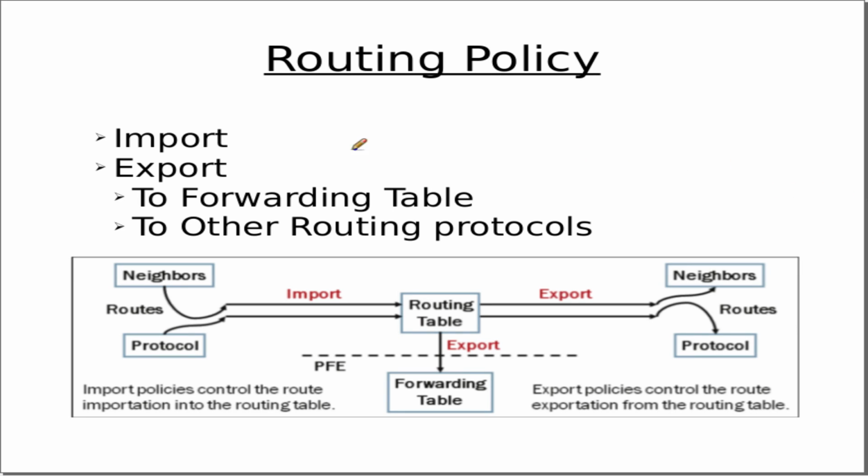Now routing policy, you can say, is something that we implement on a router so that when a route is learnt by a router using different routing protocols, or when it is sending a route to other neighbors using different protocols, we can control the information that is being received or being fed.